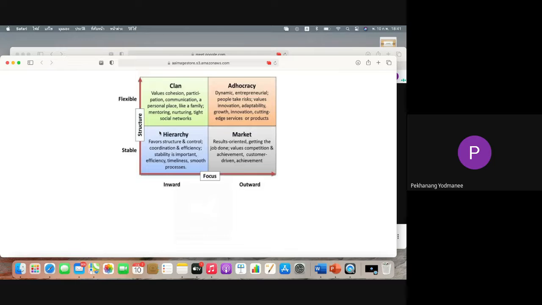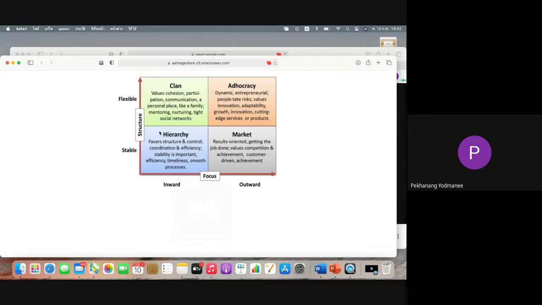Clan organizations devote considerable resources to hiring and developing people within the organization. Okay, you can see in the picture, clans value cohesion, participation, communication, and personal plans like a family: mentoring, tutoring, and social networks.